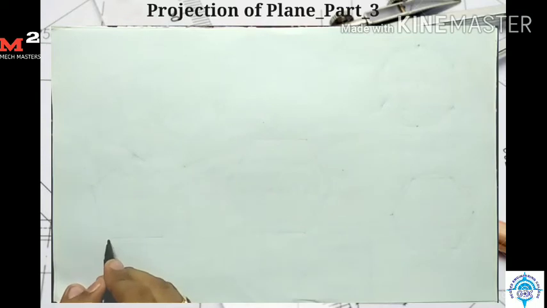Let's see how to draw the pentagon plane. Here I am drawing the pentagon with a 40 mm size. For that, first I draw one line of 40 mm. This distance is 40 mm.